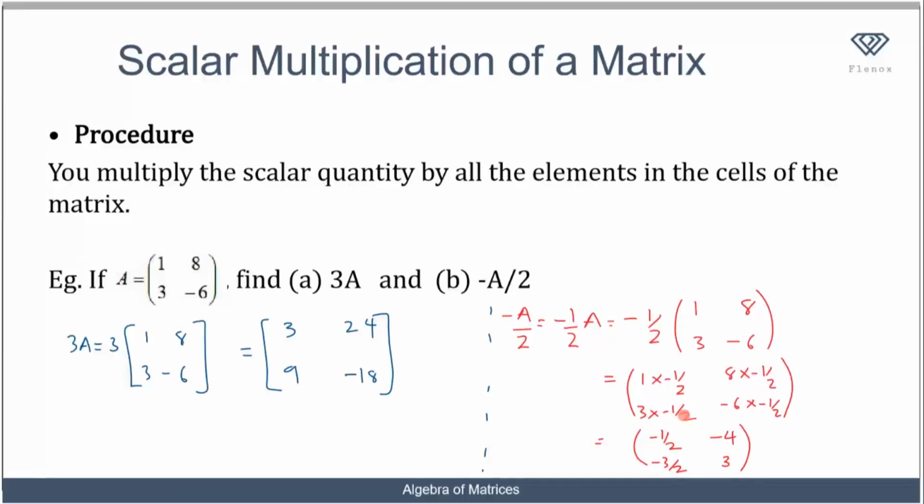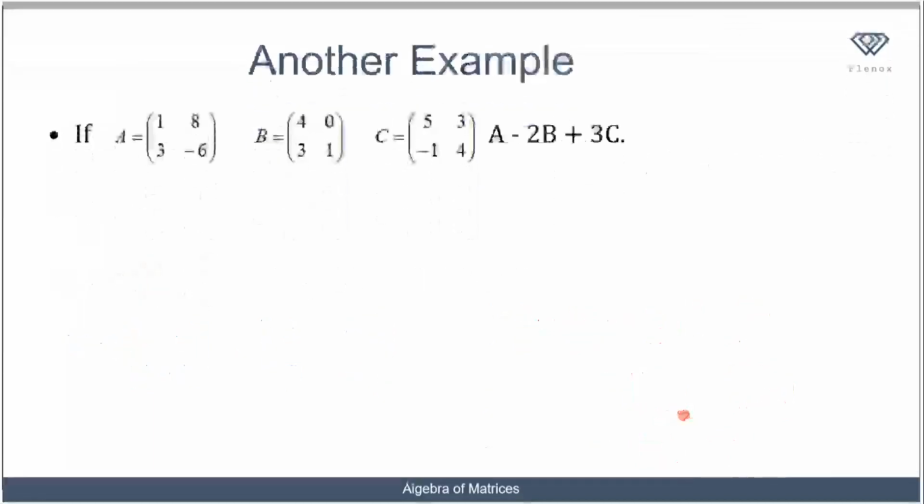So now let's look at an example that combines our knowledge of addition and subtraction with scalar multiplication. Here we are given 3 matrices. We are told that A is equal to this, B is equal to this, and C is equal to this. And we are told to find A minus 2B plus 3C. So what are the first things we have to do? We have to first find the value of 2B and 3C.